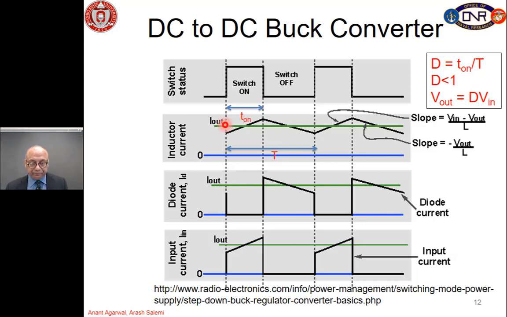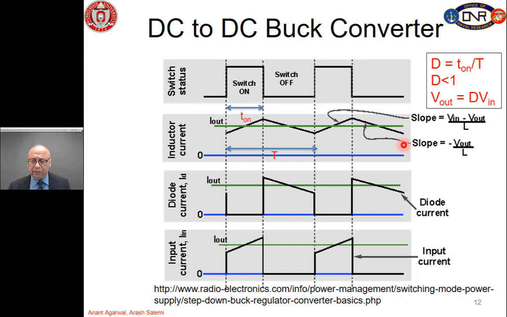And when the switch is off, that inductor current is the same as diode current, and when the switch is on, that inductor current is the same as the input current through the switch. So, one can show that in this situation the output voltage is capital D times V in, and since D is less than 1, this is a buck converter which reduces the output voltage.